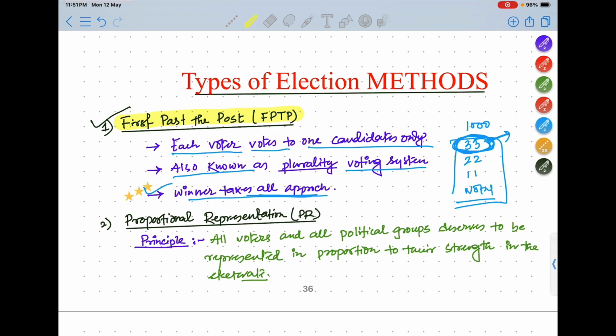Next is proportional representation, that is PR. So what is the principle of the PR election method? All voters and all political groups deserve to be represented in proportion to their strength in the electorate. So this is proportional representation.